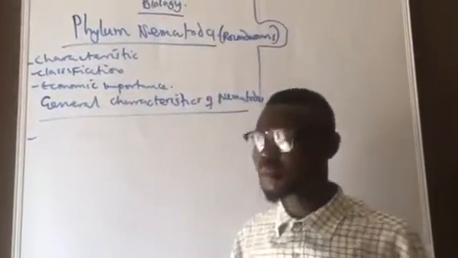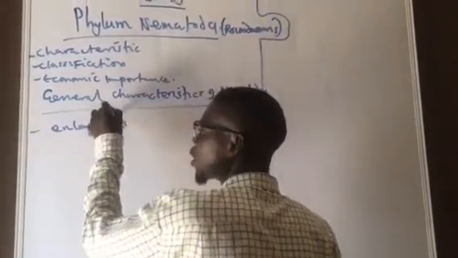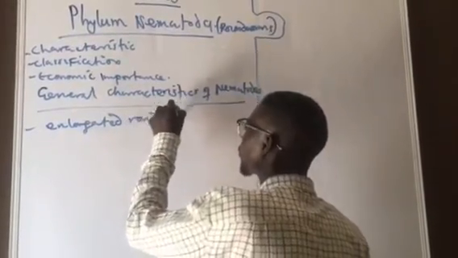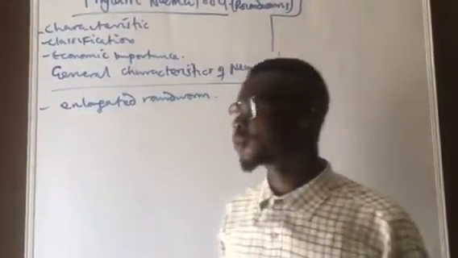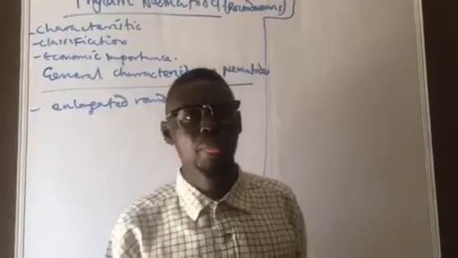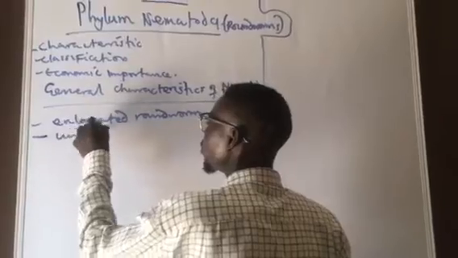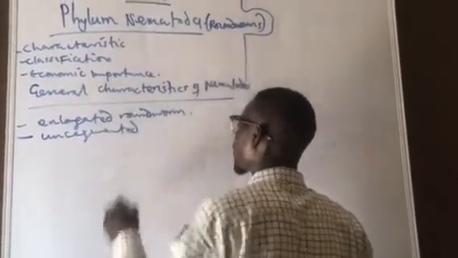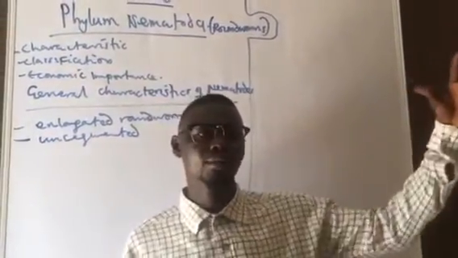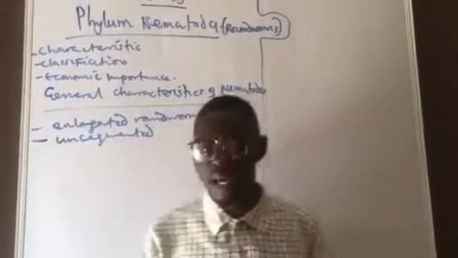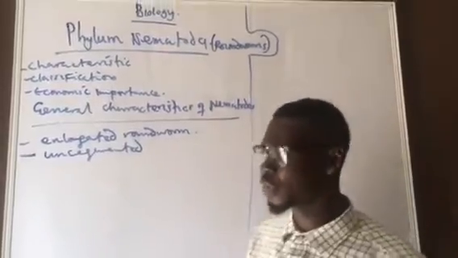1. The nematodes are elongated round ones. So their body is elongated and they are round ones. They also have an unsegmented body, which is cylindrical. So their body occurs in the form of a cylinder, and it is very long, but it doesn't have any segment. So that is another characteristic of this group.